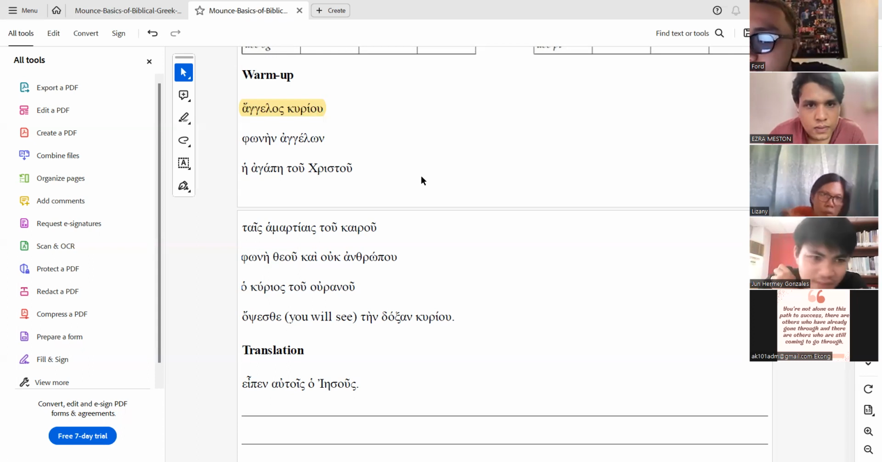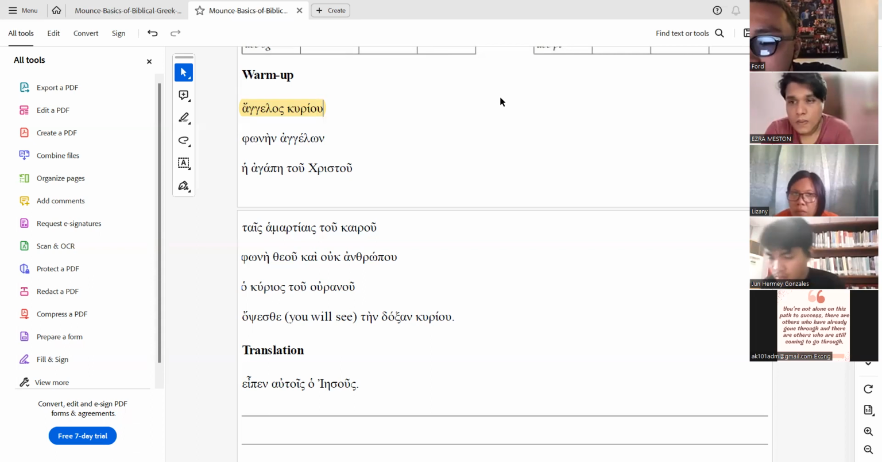Angel of the Lord. Or angel of a Lord. But in our theological understanding, it is very definite, so angel of the Lord. There is no definite article here, so we could use "angel of a Lord," but we translate it as angel of the Lord.